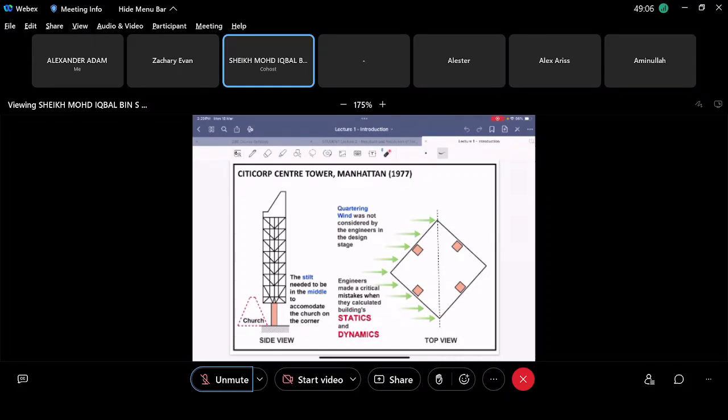You can see here there's wind load going on, but they did not do anything to counteract these forces. They only did a little bit, but because of the incorrect calculation, the wind load was actually much higher than what they had anticipated.